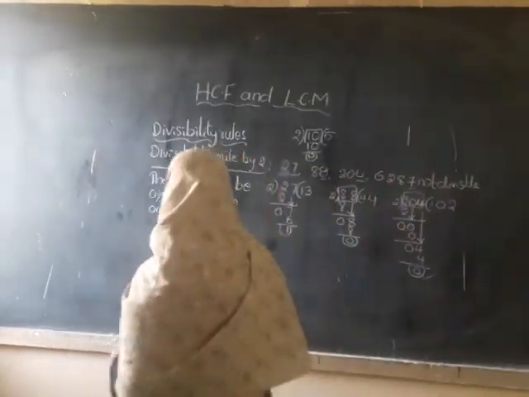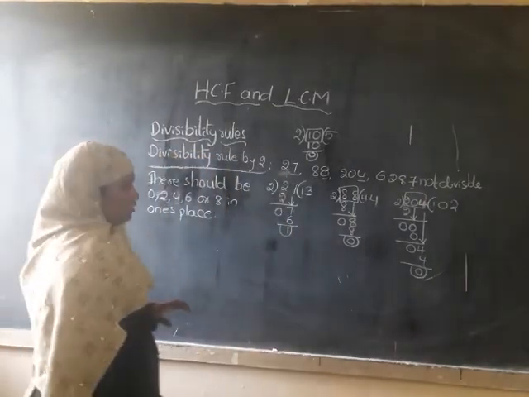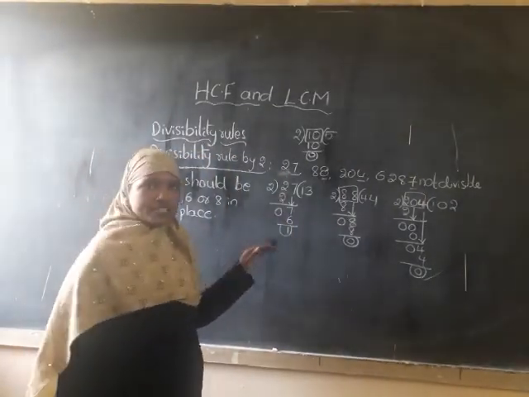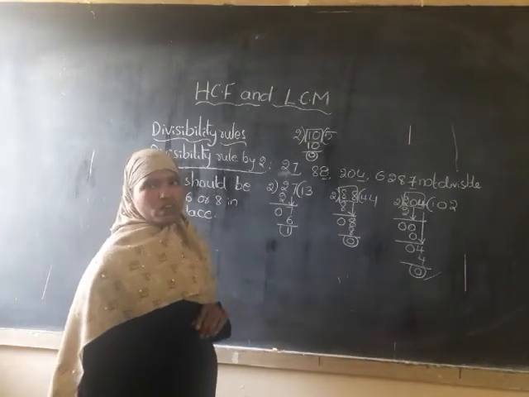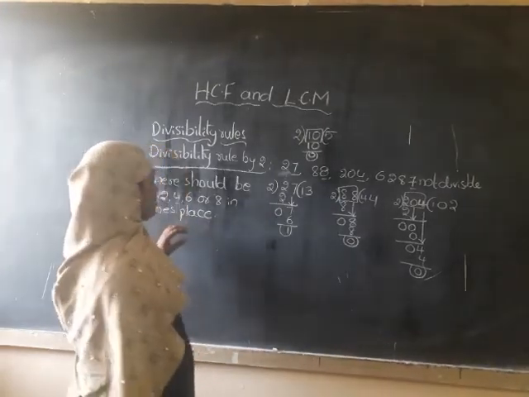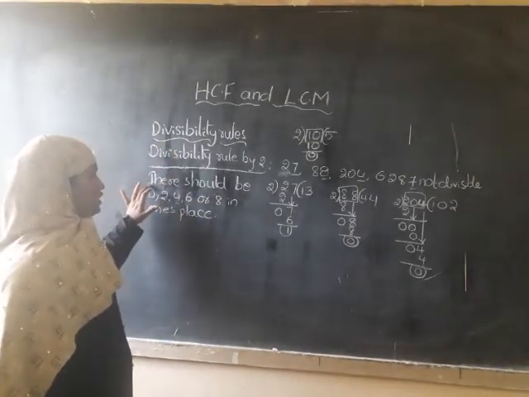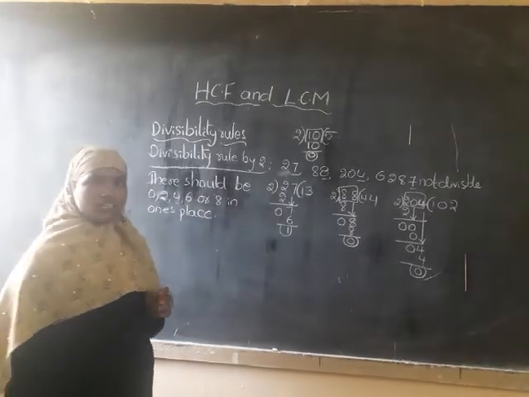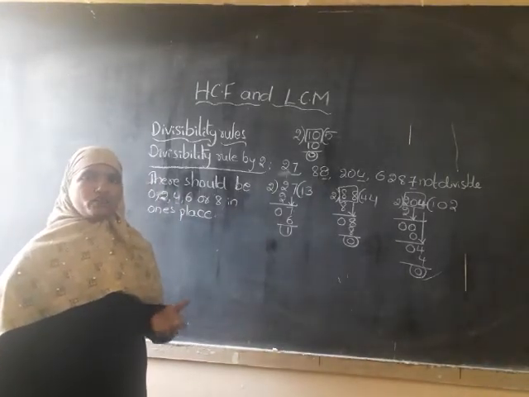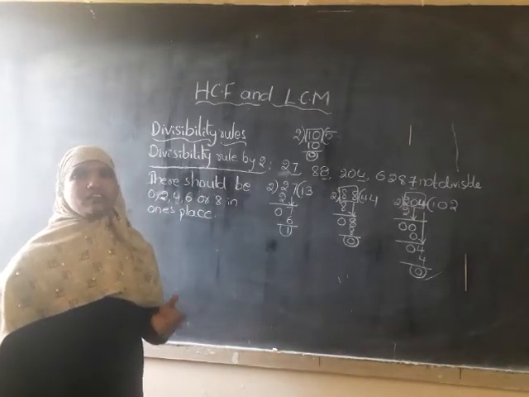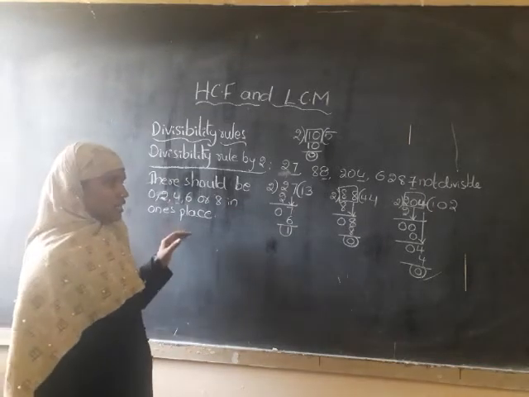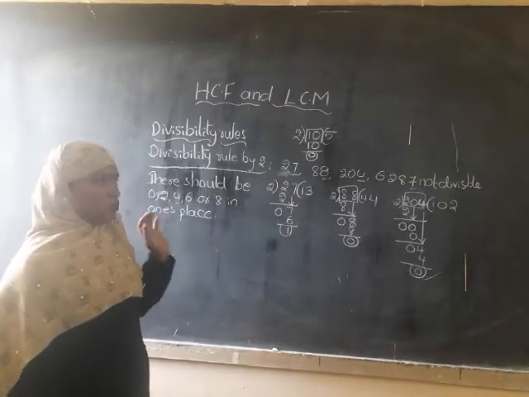So this is the rule to find whether a number is completely divisible by 2 or not. Once again, the divisibility rule by 2 is that there should be 0 or 2 or 4 or 6 or 8 in ones place. Then the numbers are completely divisible by 2.